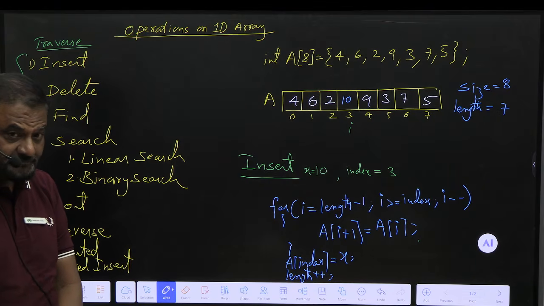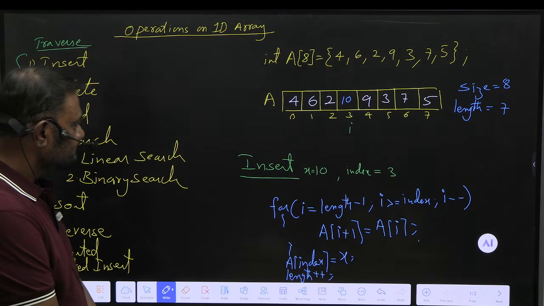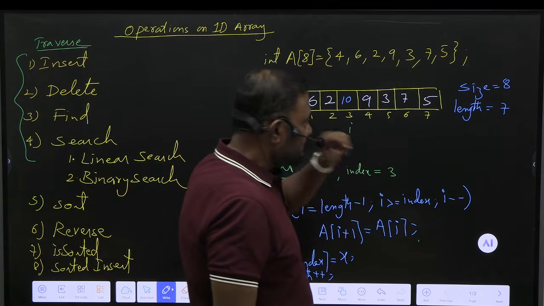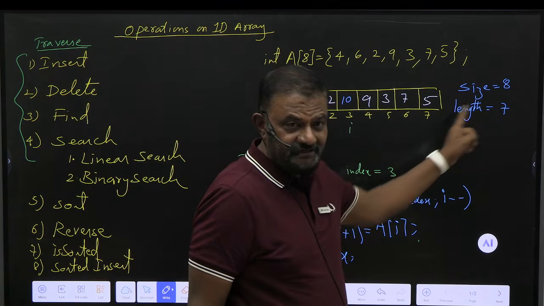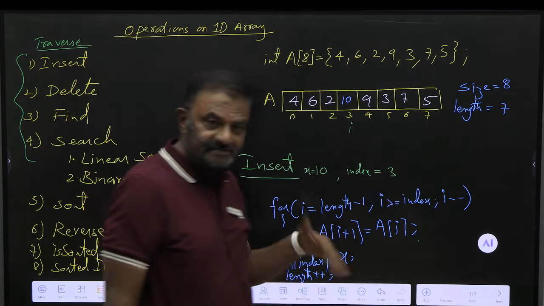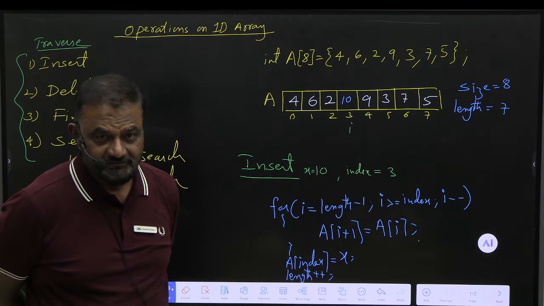For loop equal to? Right. See, size of an array is 8. We were having 7 elements. So 7 minus 1. We started from index 6 onwards.